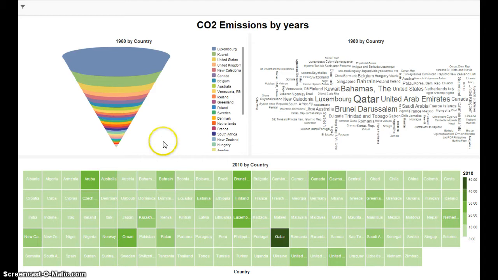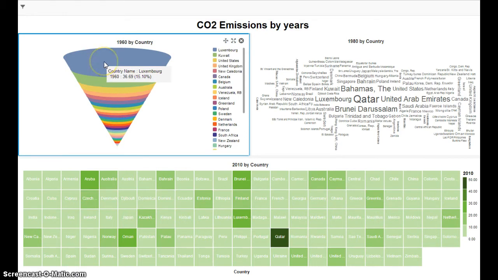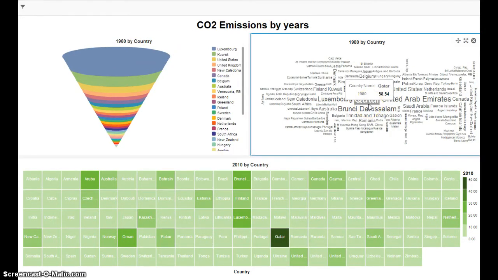Our first storyboard looks into CO2 emissions throughout the years. We can identify that in 1960, the highest emitter of CO2 was Luxembourg. However, this dramatically changed in the span of 50 years, with Qatar being the highest emitter from 1980 to 2010. Further research indicates that Qatar is the largest exporter of liquefied natural gas, which supports the large contribution of emissions.